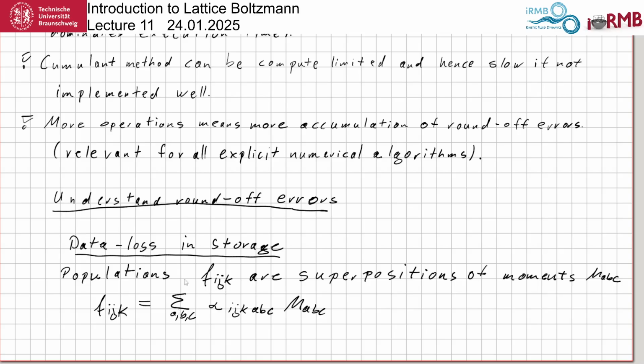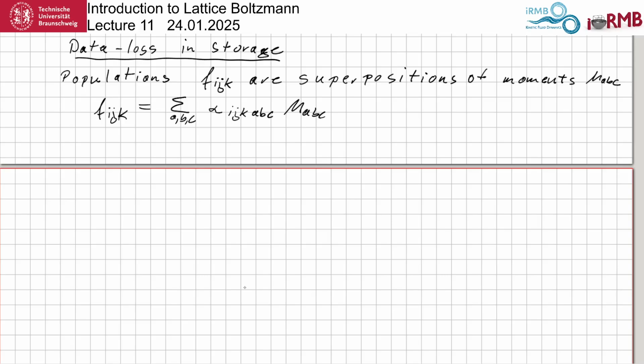The thing that has to be stored is the population. We have to store the population because the population is the thing that streams. This is the thing that we shift in memory, right? So we have to store them. Otherwise, there is no streaming. The populations are stored in floating point numbers.